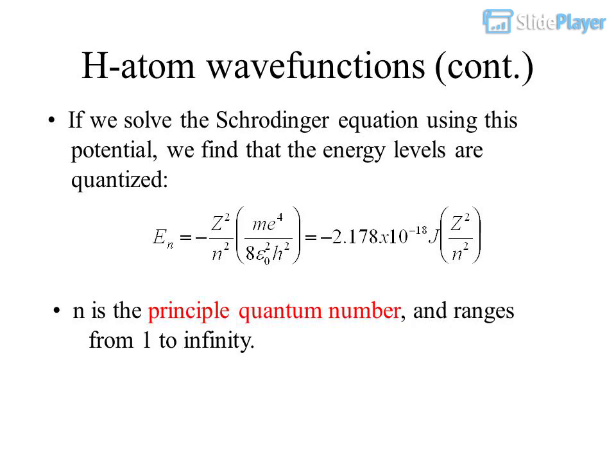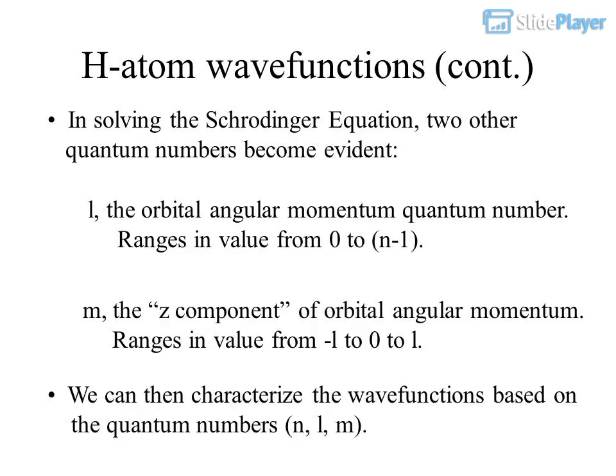If we solve the Schrödinger equation using this potential, we find that the energy levels are quantized. n is the principal quantum number, and ranges from 1 to infinity.